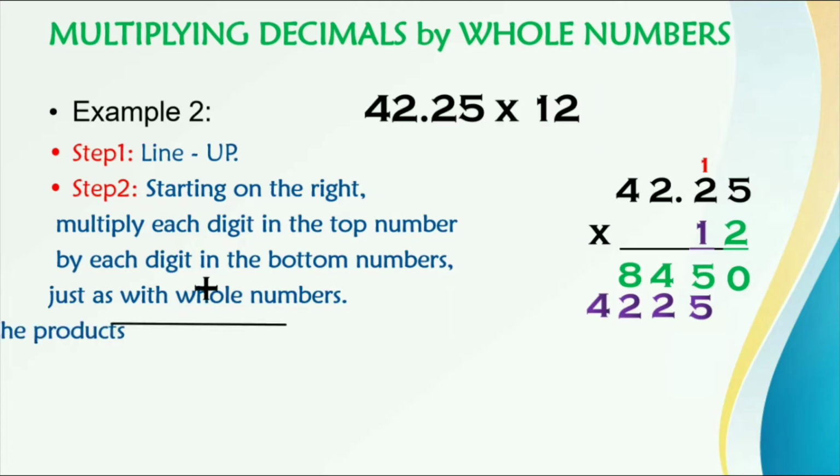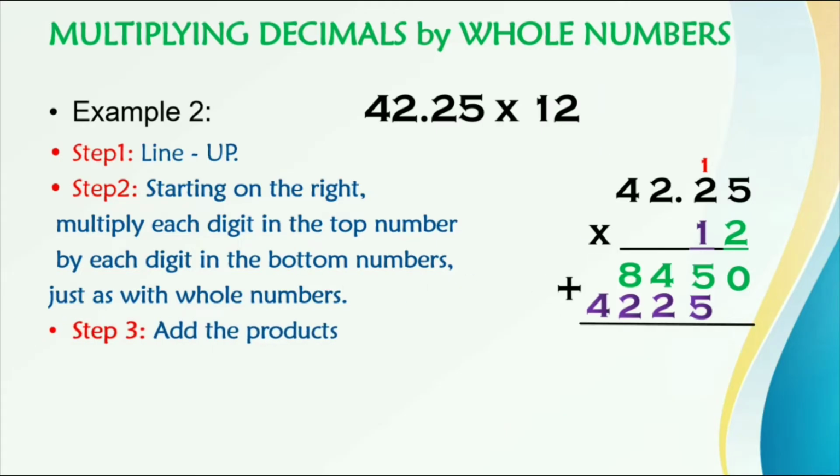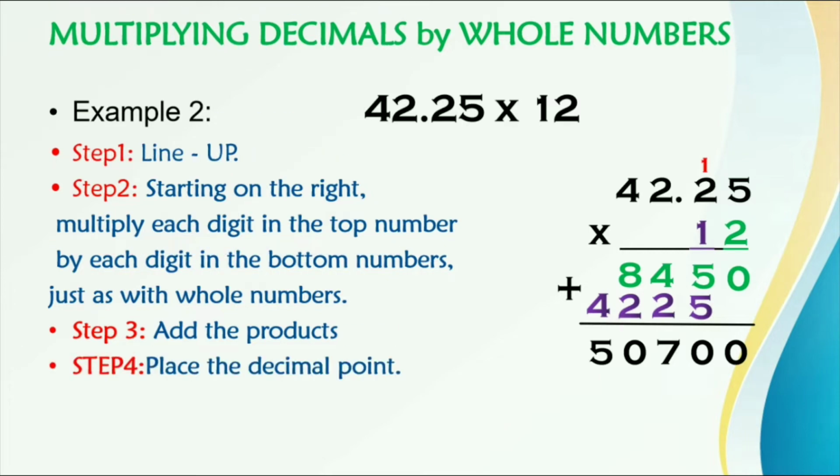Okay, now, yung ating step 3 is add the product. Since na-multiply na natin, naubos na natin yung mga digit sa bottom numbers pag multiply i-add naman natin sila. Okay, so 8,450 and 4,225. That will give us 50,700. Okay, so hindi pa siya tapos kasi magdi-decide pa tayo kung saang decimal place natin siya ilalagay. Okay, ipi-place pa natin yung decimal point.